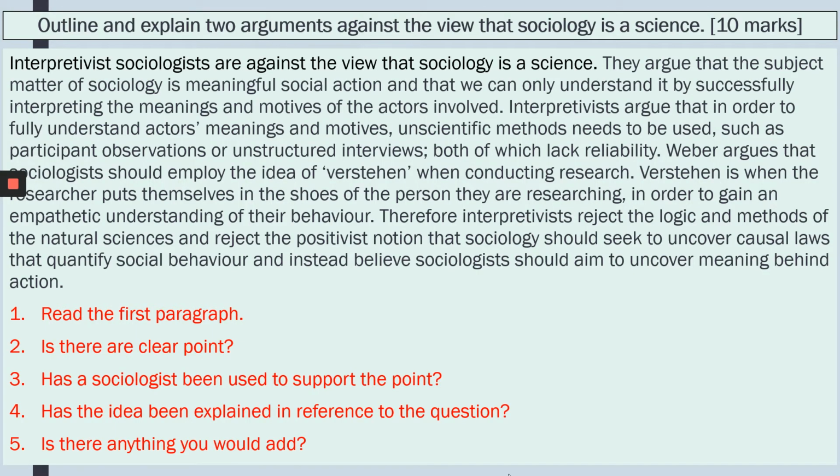So what I've done here is I've written the first paragraph of this answer. What I would like you to do is just to read through the paragraph. Is there a clear point being made? Has a sociologist been used to support the point? Has the idea been explained in reference to the question? And is there anything else that you would add?